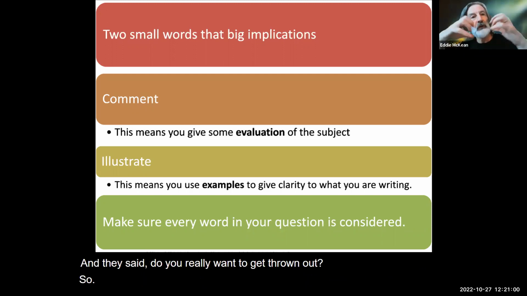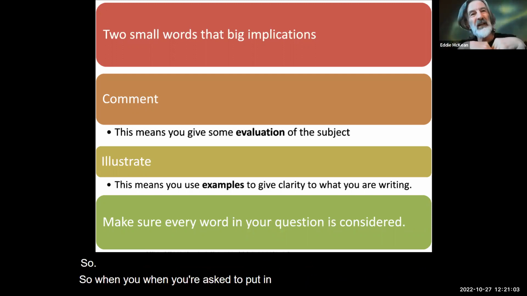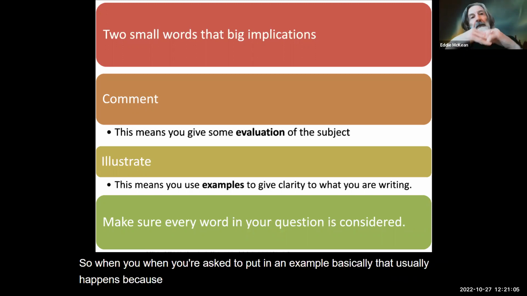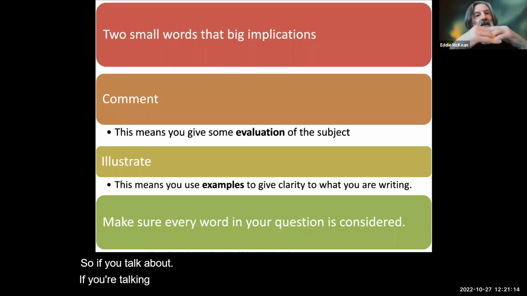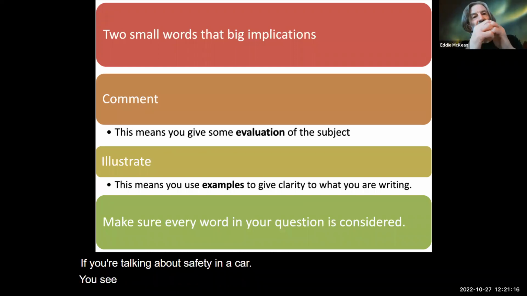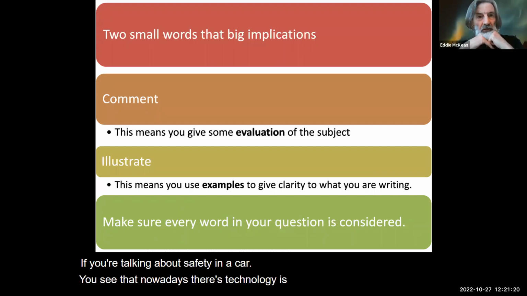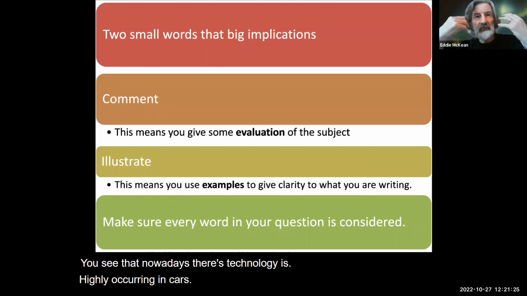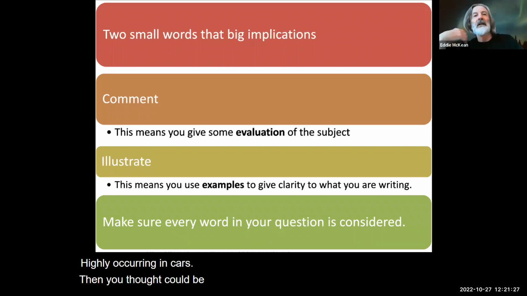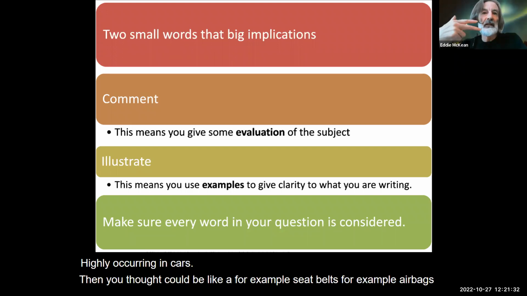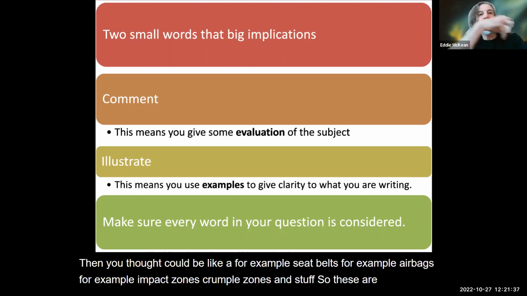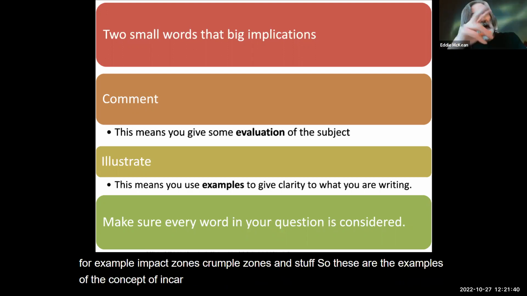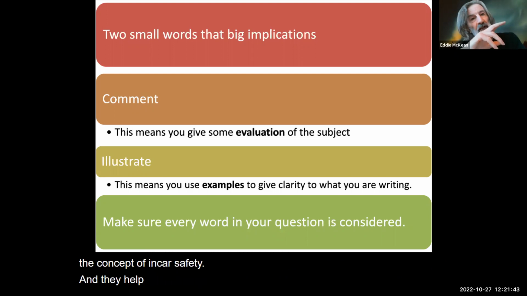So when you're asked to put in an example, that usually happens because you've got a theoretical thing. If you're talking about safety in a car, you say that nowadays technology is highly prevalent in cars. Then folk can be like, what? For example, seat belts, airbags, impact zones, crumple zones and stuff. So these are the examples of the concept of in-car safety, and they help clarify what you mean.